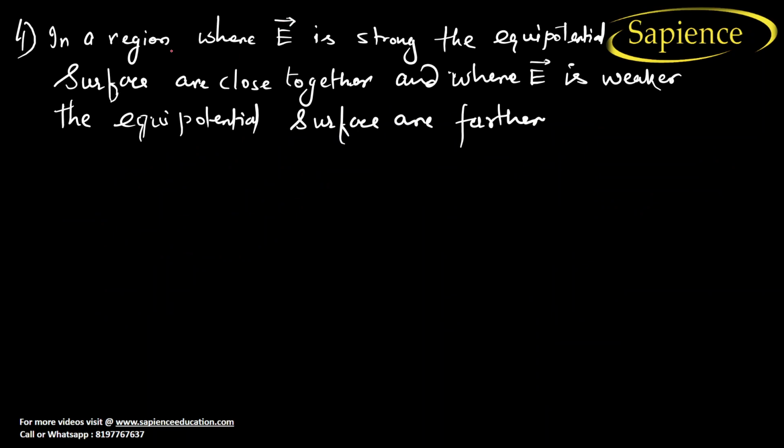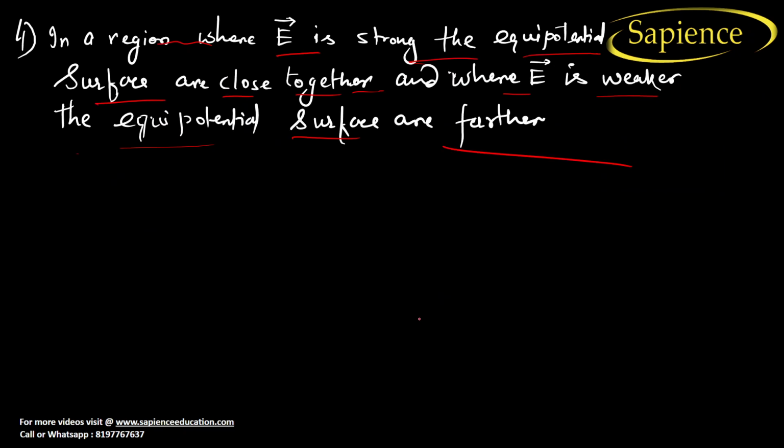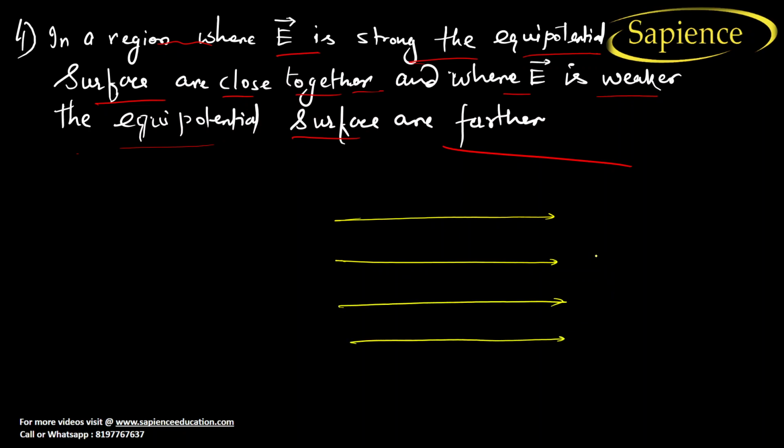Now, the fourth one is that in a region where the electric field is strong, equipotential surfaces are close together, and where E is weaker, equipotential surfaces are farther apart. See here in that diagram, I think I made a mistake in drawing, so let us draw it for you. Here I will draw the same thing. We can't consider this as a uniform electric field. It is a non-uniform electric field, and on this side there is a source.